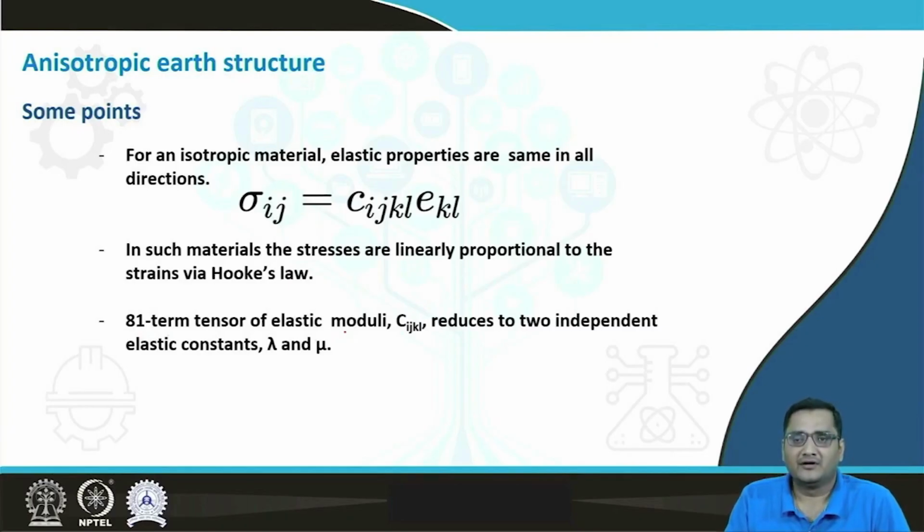We can reduce these 81 elastic moduli to 2 after applying some symmetries and considering isotropy. After we consider the symmetry of the energy and the symmetry of the strain, we can reduce those 81 elastic moduli to 2, termed lambda and mu. Lambda and mu are also known as the Lamé parameters, and mu is the shear modulus.